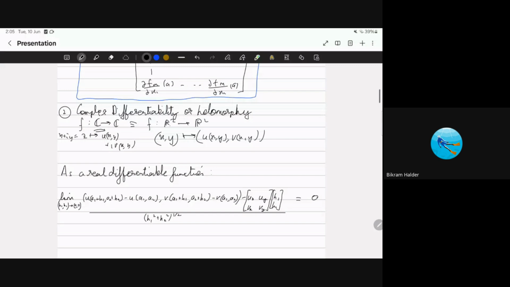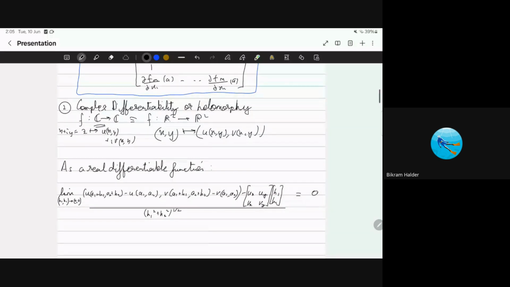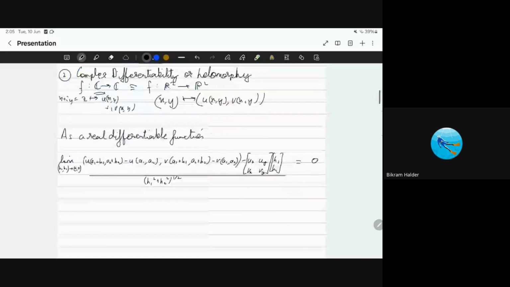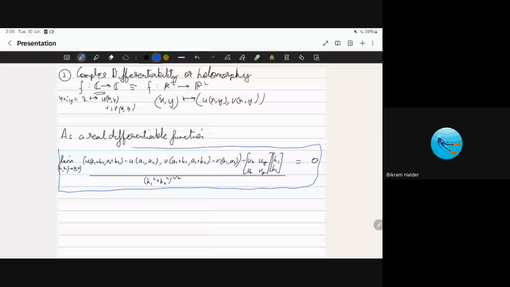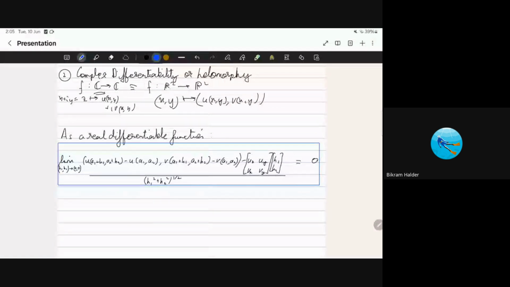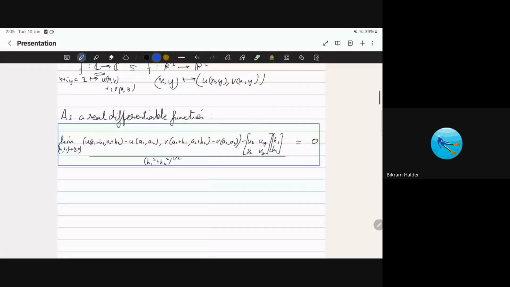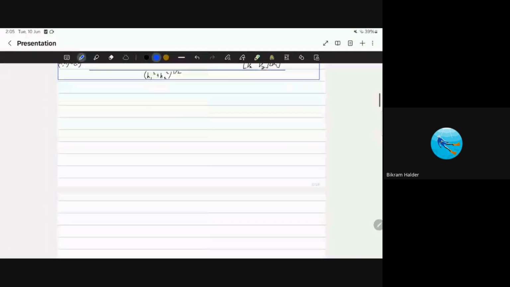And as a real differentiable function, that means if we consider f to be a real differentiable function, then we see the existence of this limit, which is just rewriting the previous expression again, right? But C itself, so there's a difference here.